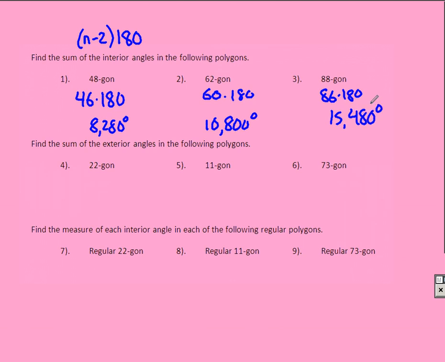That's pretty easy to do. Now, 4 through 6, where we have exterior angles. Anytime you see that word exterior, that means 360 degrees, period. We don't multiply, we don't divide, we don't do anything. We just say 360 degrees.